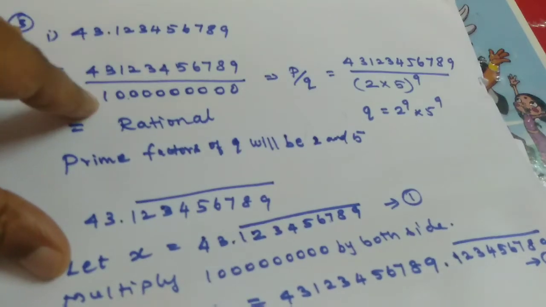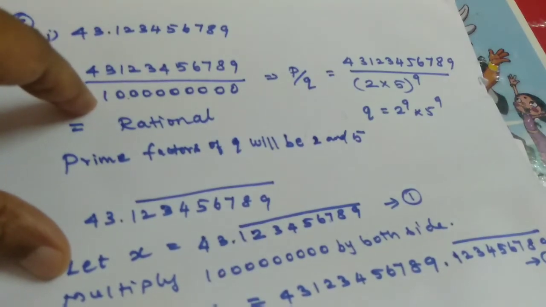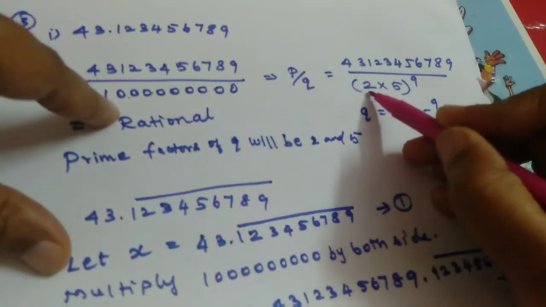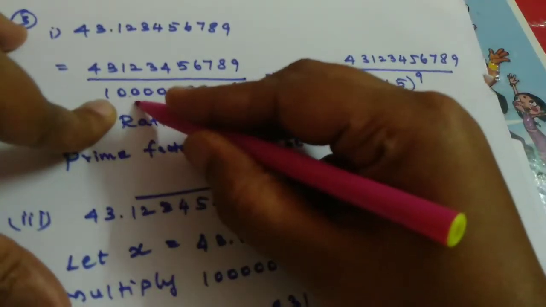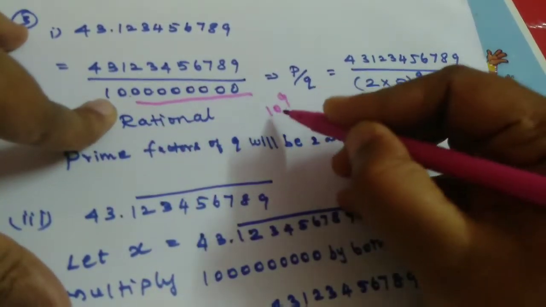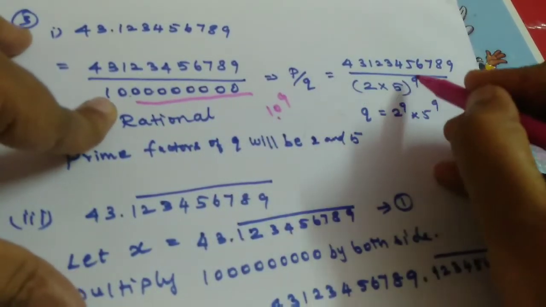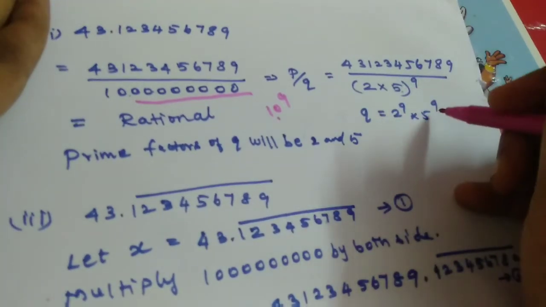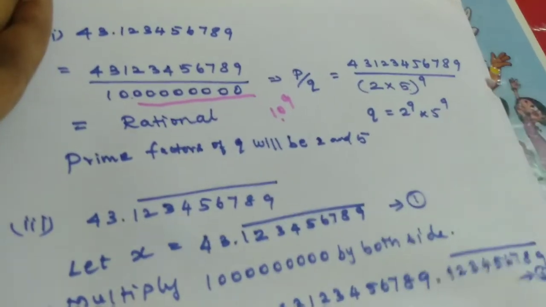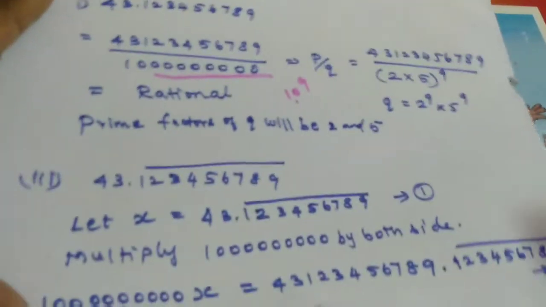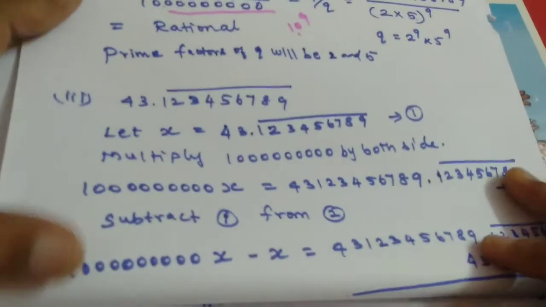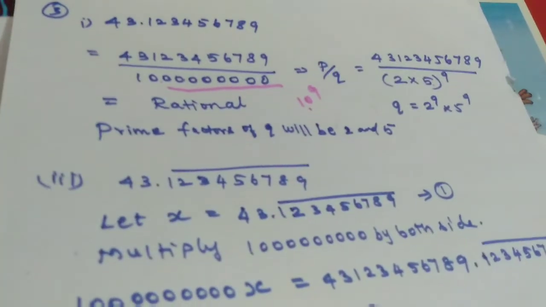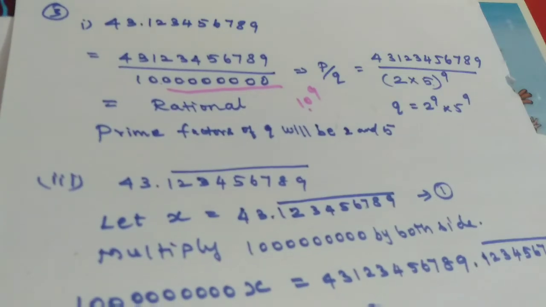This is a multiple of 10. Multiples of 10 means we can write it as 2 into 5. We write 10 power 9 as 10 divides into 2 into 5, whole to the power 9. So it is in the form of 2 power m into 5 power m. So it is a rational number. Okay, a terminating rational number.